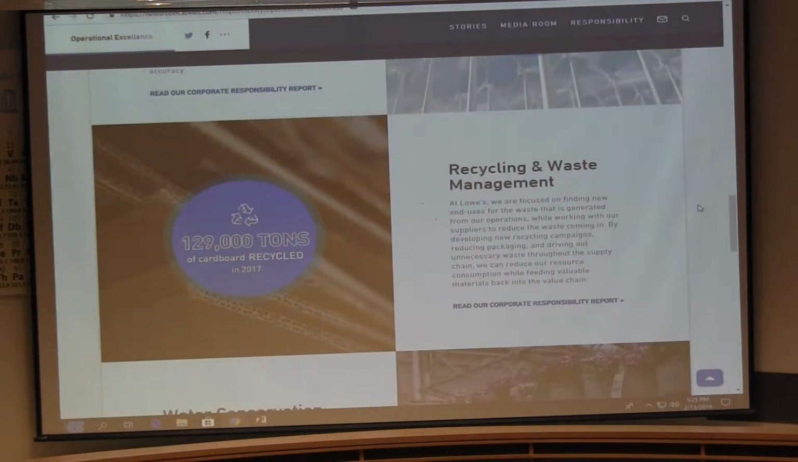Okay, so this is one way in which an organization that is profit maximizing is thinking about how they can create other types of impact.